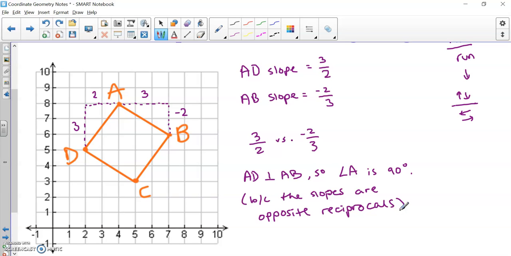All right, and that is all you need to do in order to identify whether two sides are creating a right angle or not. In this case, we were able to say that there is a right angle here.